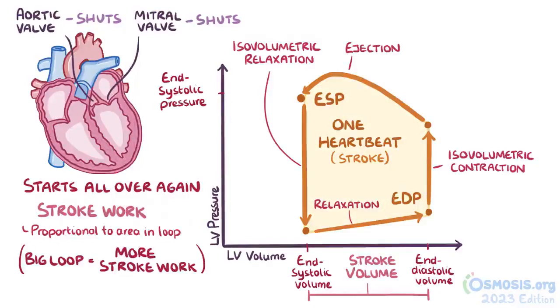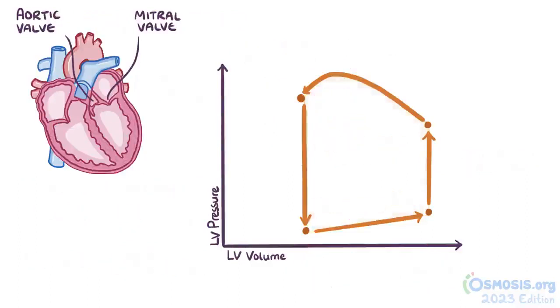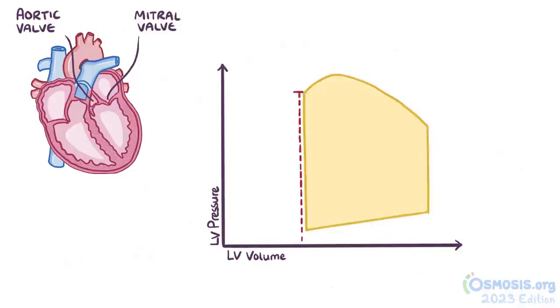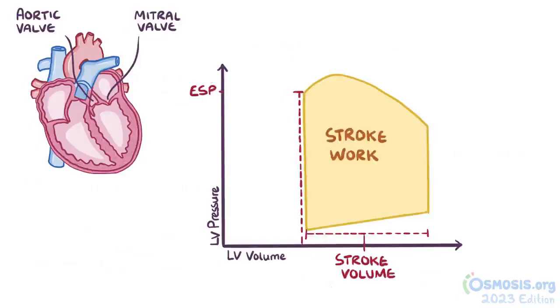being done. Sometimes this is shown as a box, which is basically just drawn over the top of the pressure volume loop, and it looks like this. The vertical dimension of the box is the distance from the x-axis to the end systolic pressure, and the horizontal dimension is the stroke volume. So in terms of stroke work, it would be the area inside the box. And the box isn't exactly the same as the loop, but it's a good approximation.